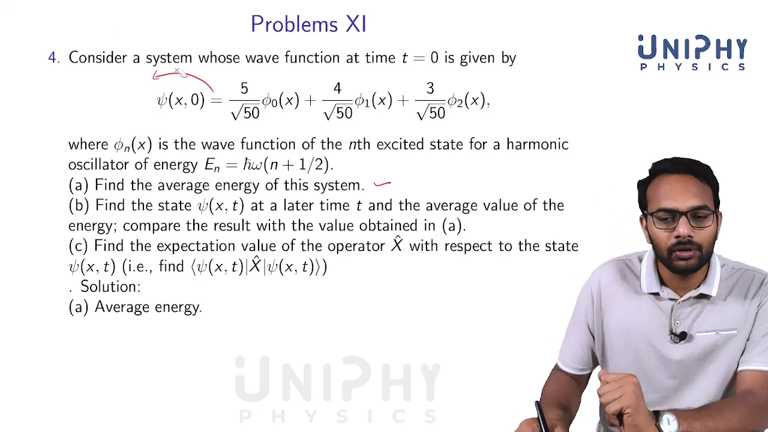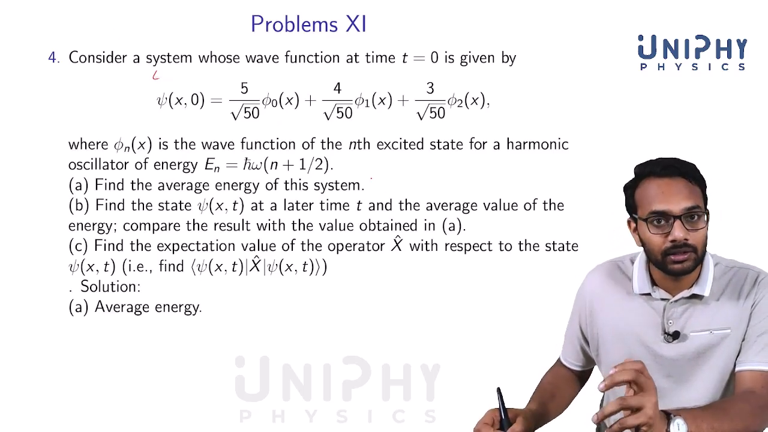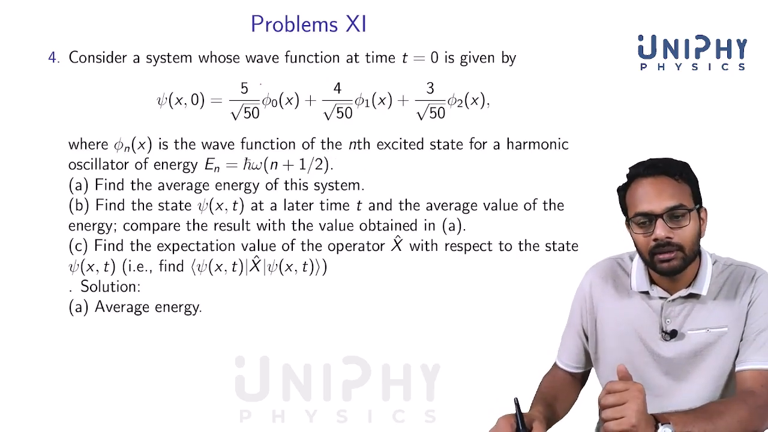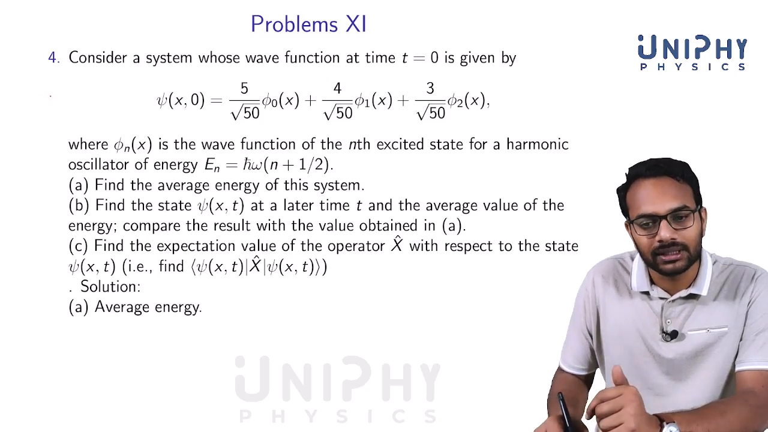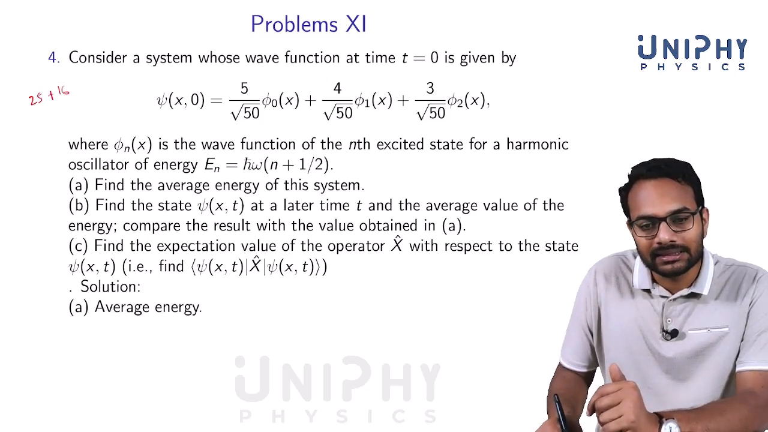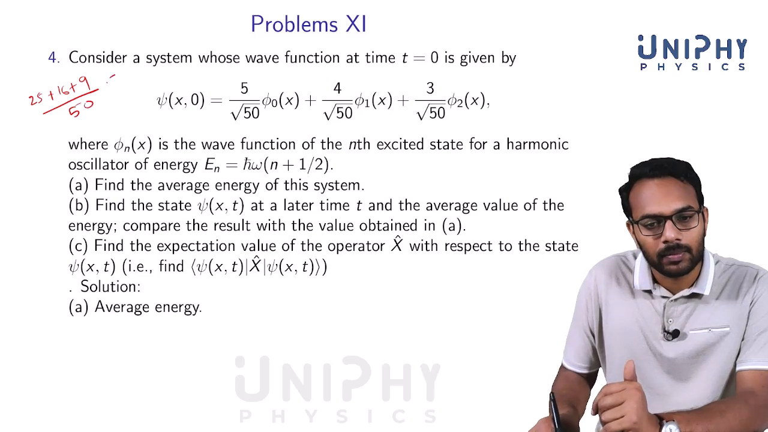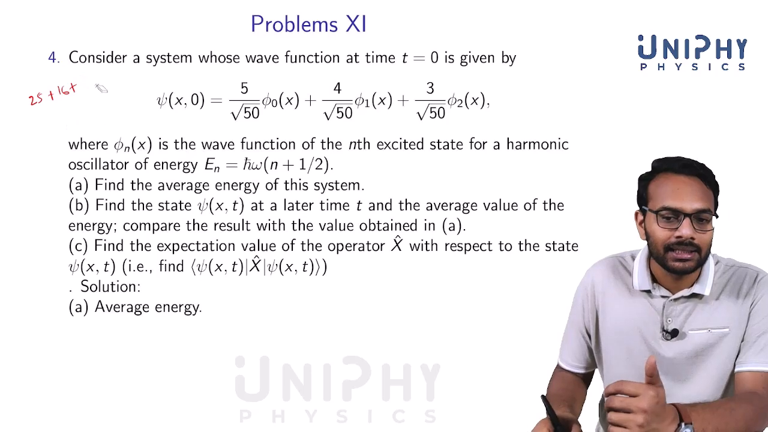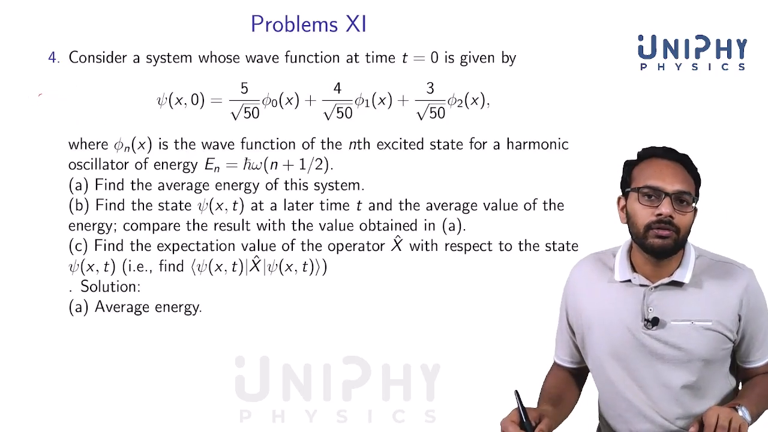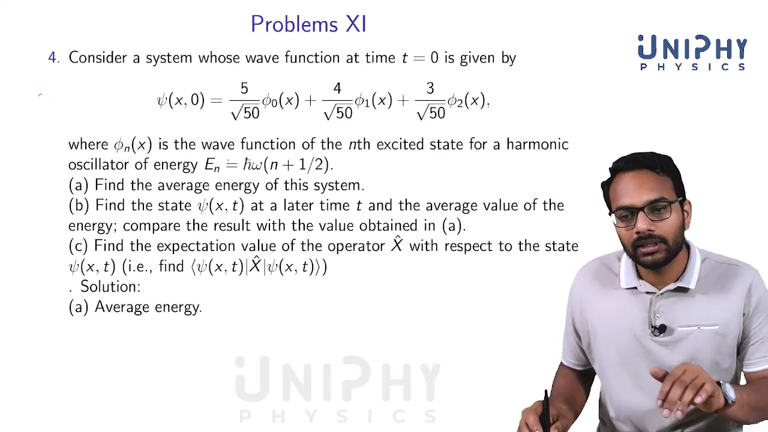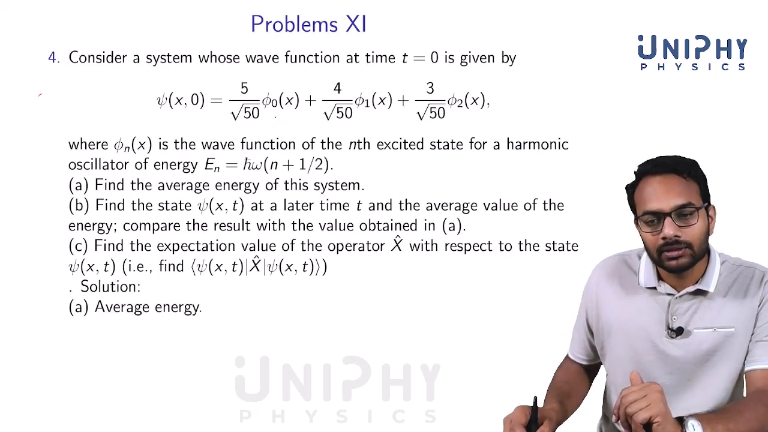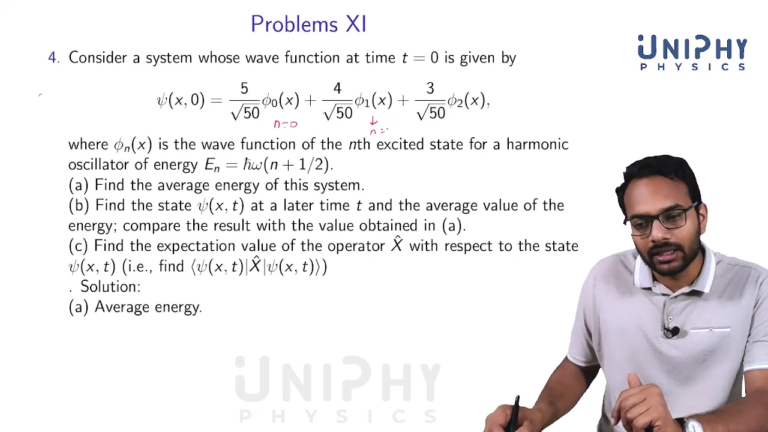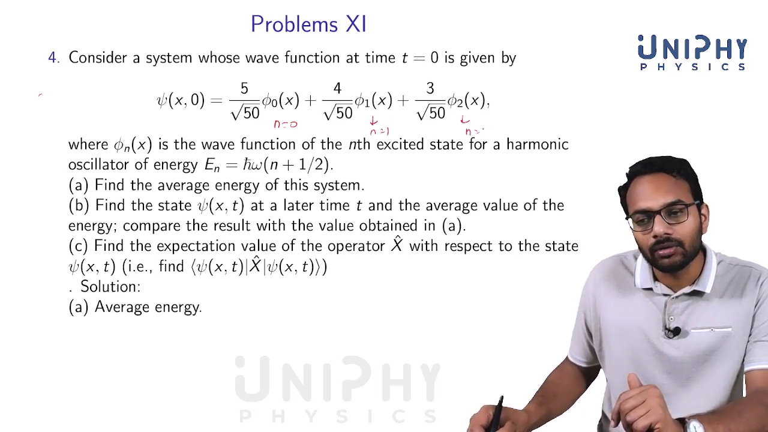So we know what the energy is. First thing we check is whether the wave function is normalized. We see that the wave function is indeed normalized, because if you square and add the coefficients, you get 25 plus 16 plus 9 divided by 50. That's 50 by 50, which is equal to 1. So it's a normalized wave function, which means that the modulus square of the coefficients can be taken as the probabilities for measuring certain energy values. One possible energy value corresponds to n equal to 0, another to n equal to 1, and another to n equal to 2.